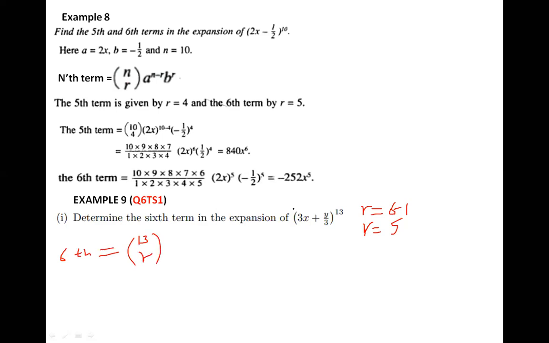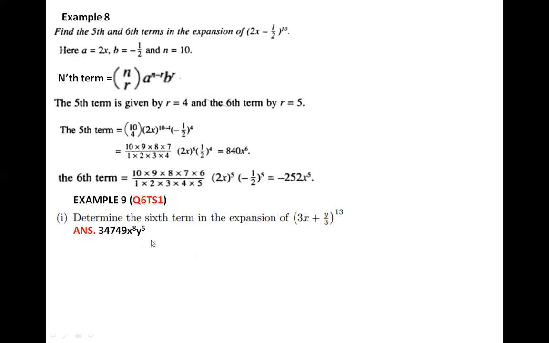And then my A will be 3x here. This is going to be my A. 3x raised to power, oh sorry, this is 5, not R. Let me write 5. Okay, this is 5. And then the A there that we have is 3x, to the power 13 minus 5. So 13 minus 5, you get your 8 there. And then my b is y over 3, and then raised to the power r, which is 5. Then when you simplify everything there, you get your answer to be this. So this is going to be your answer after simplifying.